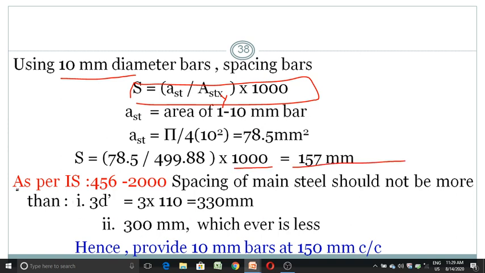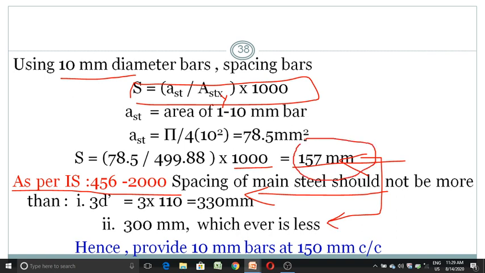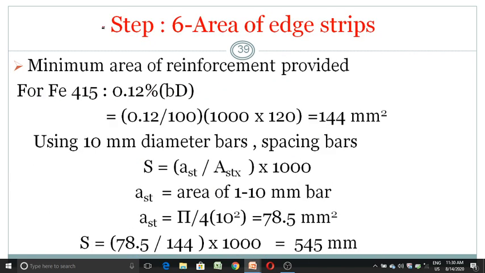Another condition that has to be satisfied based on IS 456-2000 is 3D and 300 mm. If we compare these three values, the minimum value will be provided as spacing. Among these three, the minimum value is 157. Hence, provide 10 mm bars at 150 mm center. Just 157, I'm rounding it to 150. No problem, we can reduce that, so the number of bars will be more. No problem. And then we have to calculate the area of the edge strip region.